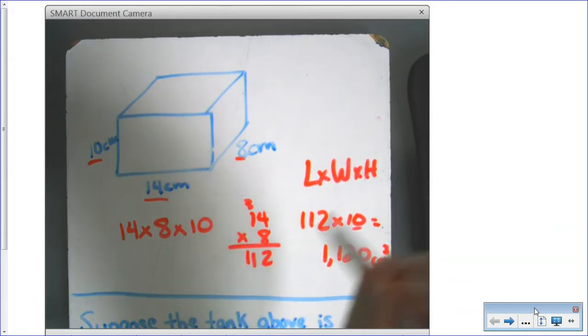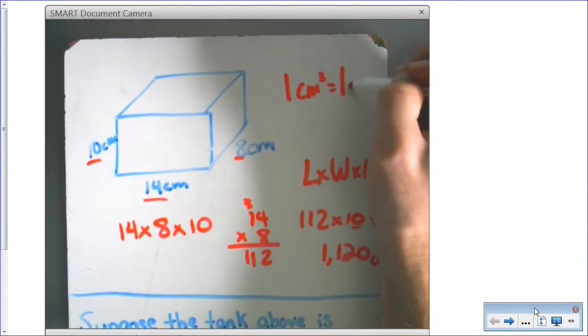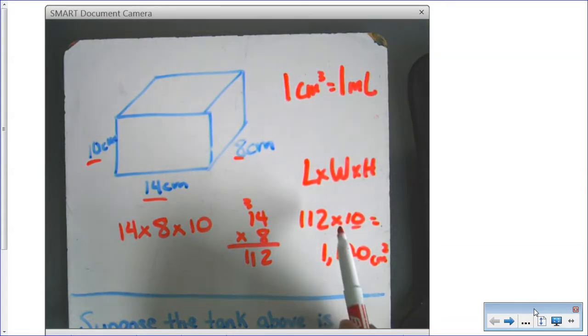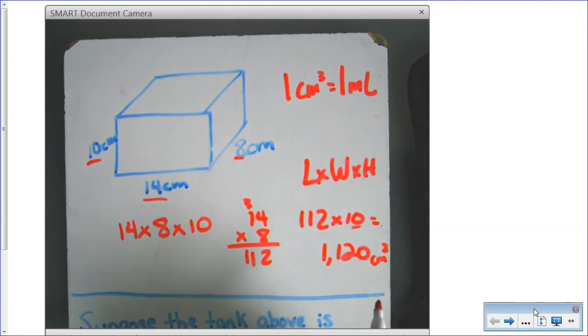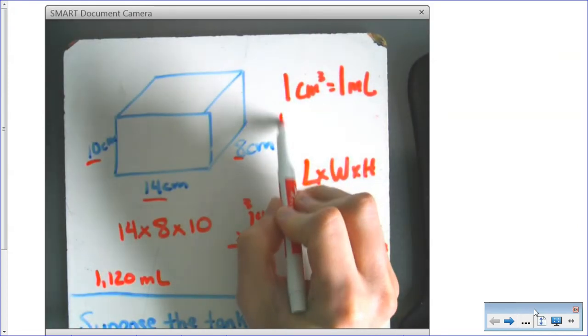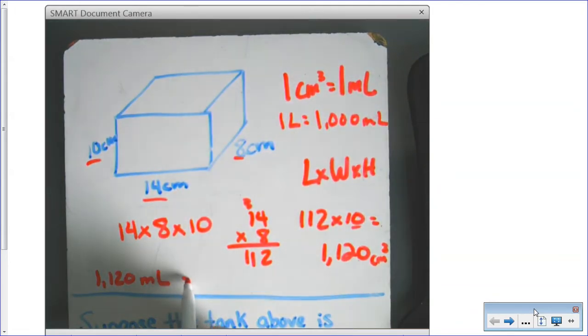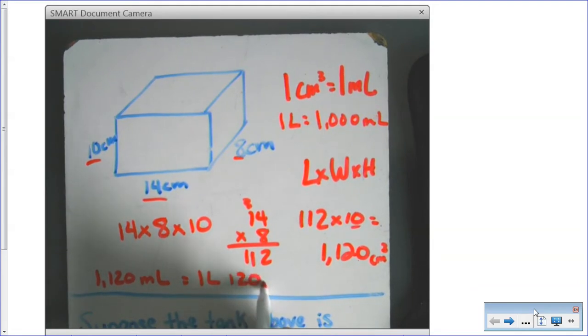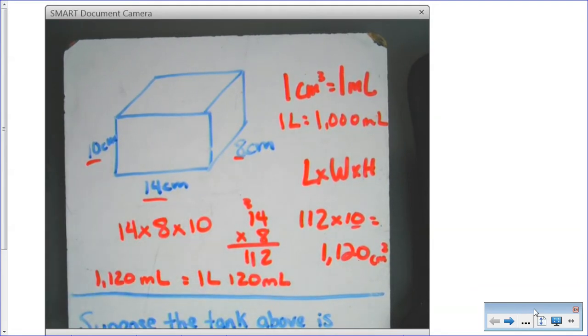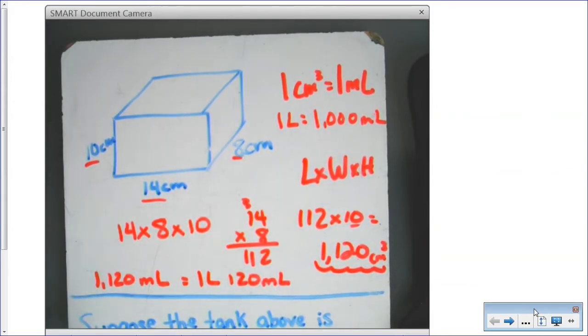And remember that 1 cubic centimeter is equal to 1 milliliter. So if I have 1,120 cubic centimeters, I have 1,120 milliliters. And we know that 1 liter equals 1,000 milliliters. So I could say that this is 1 liter, 120 milliliters. Now I'm going to keep this answer in mind as well, and I'm going to take a look at the next question.